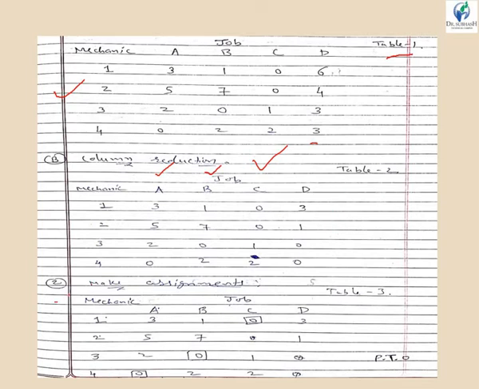Now moving to the second step, make an assignment. So this table 2 is again rewritten, and as per the rules we will make an assignment. So starting with the first row, if you find a single 0 in that row, then make an assignment.